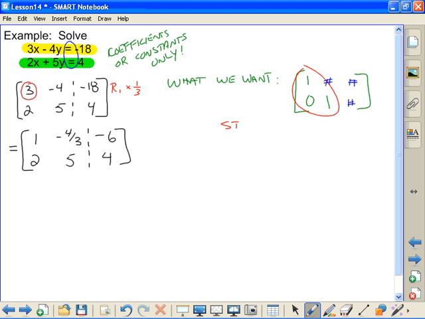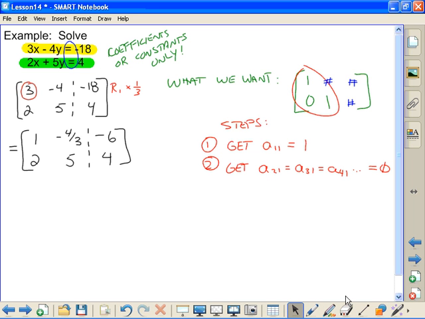So if you want to get steps here off to the side, first step, get A11 to equal 1. Step 2 is to get A21, A31, A41 and so on equal to 0. So you want to get all the other numbers in that column to equal 0 underneath the 1. So that means that I'm looking at the 2 now. How can I make that a 0?